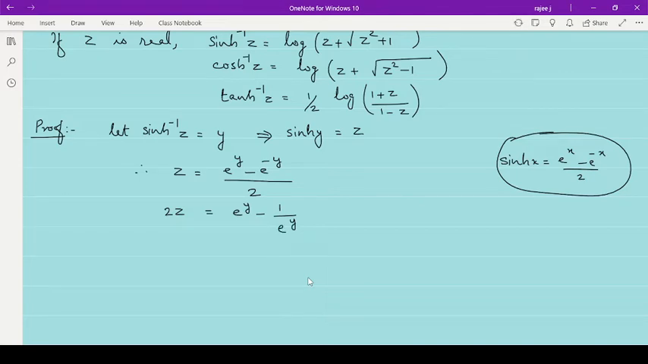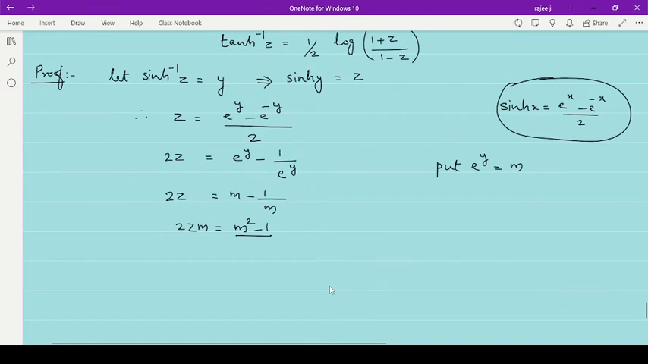Now take the LCM here, or like in the previous question, yesterday we did sine inverse z. There we put a substitution for this e raised to y. So here also you can do like that. To avoid confusion, I will put e raised to y equal to, say, m. Therefore 2z is equal to m minus 1 upon m. Take the LCM: m square minus 1 divided by m. Now multiply this m to the left side, so this becomes 2z into m.